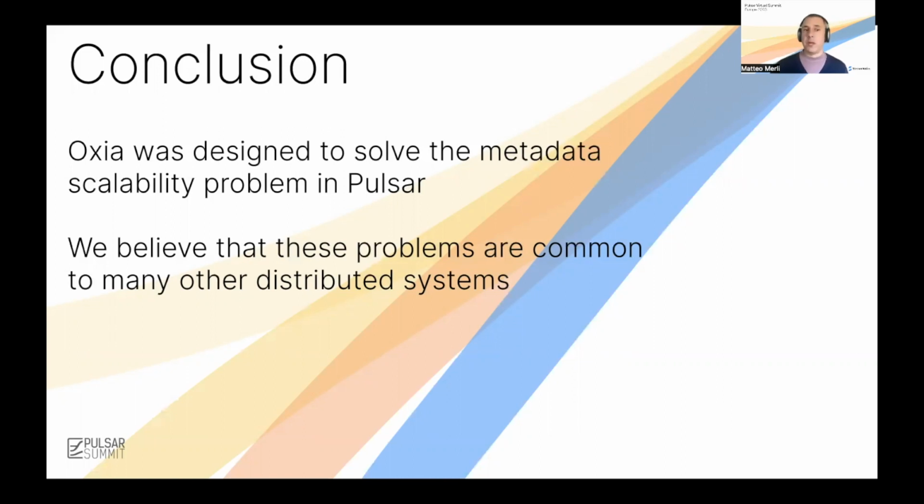But we also believe that these are problems that are common to many other distributed systems that store data, that need metadata and need coordination. And so Oxia can be useful not just for Pulsar, but for many other systems.